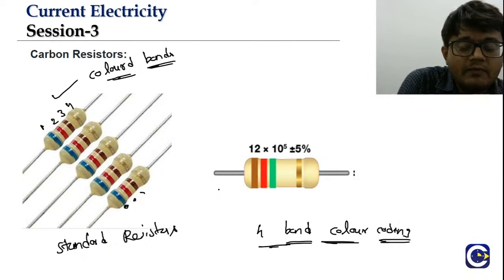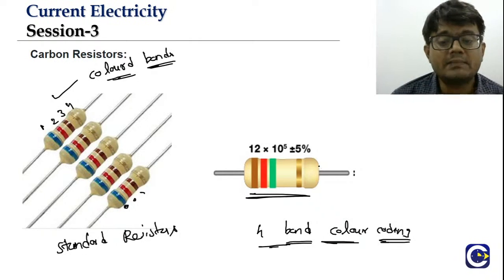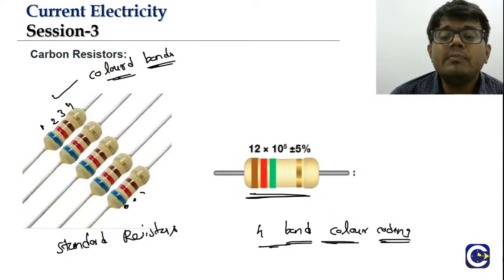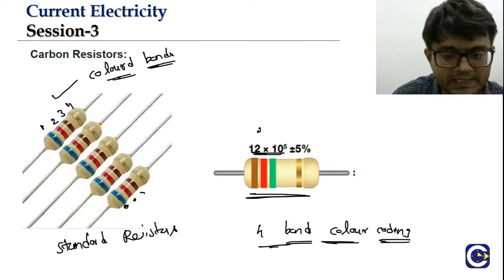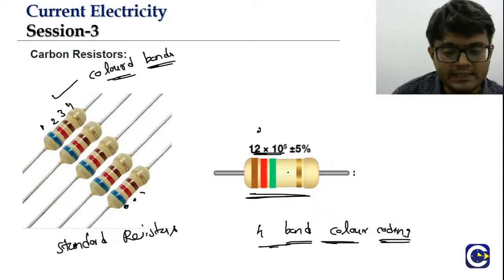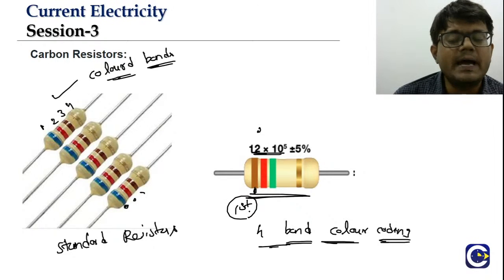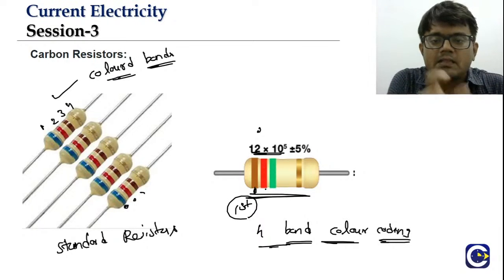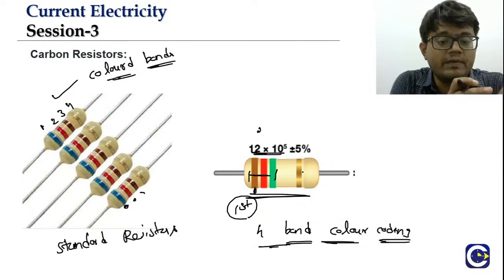Now look, this is a carbon resistor given to us. After some time we will see that from the color banding we can tell its resistance: 12 into 10 power 5, plus or minus 5%. We have to understand the significance of these 4 bands. As per the 4-band color coding system, how do you read the bands? Generally on a carbon resistor, 3 bands will be close together, and the 4th is a little farther away. That is how we have to look at it. You may have a doubt whether to read from this side or from that side.